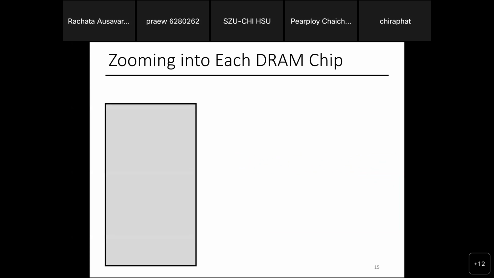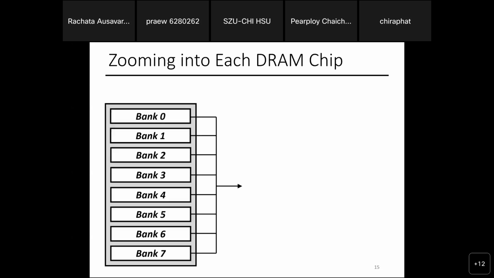So the way a DRAM chip is divided, for the purpose of this class, which is an undergrad lecture, I'll just go to this detail, not more. It's divided into multiple banks. Think of this as different actual banks that you can go in and take your money from. You have an account, that's your address. You go into the bank, you have an address, you can withdraw or transfer money.